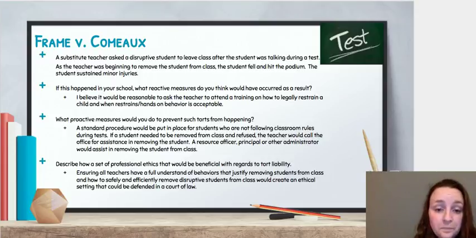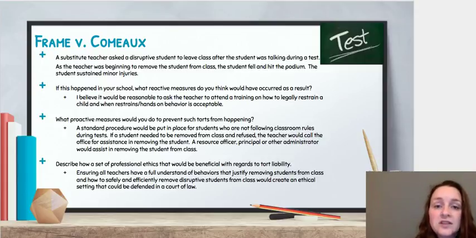Proactive measures, I would want to put a standard procedure together that all teachers understand, and if a student does need to be removed from class, the procedure would be to first ask the student. If they refuse, then you would be able to contact the office, and somebody in the office, either a resource officer, principal, or other administrator, would be able to come to class and remove the student.